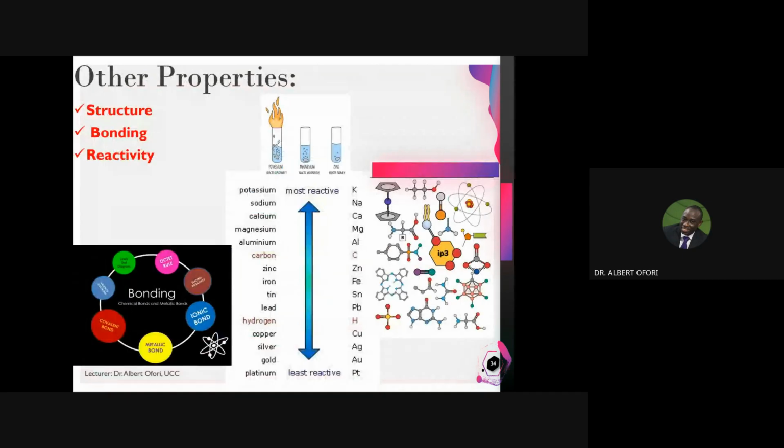For example, how they form structures, how they form bonds, and reactivity using the reactivity series, where we notice that some elements are much more reactive than the others. Now, how they form structures: we have atoms combining with the same atom to form elements, so we give it an elemental symbol. Elements also combine to form compounds. The compounds can be ionic or molecular compounds, which we give molecular formulas.